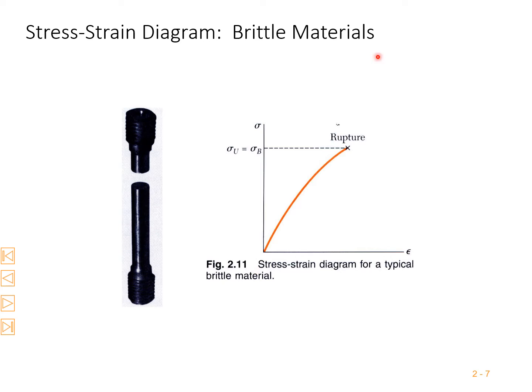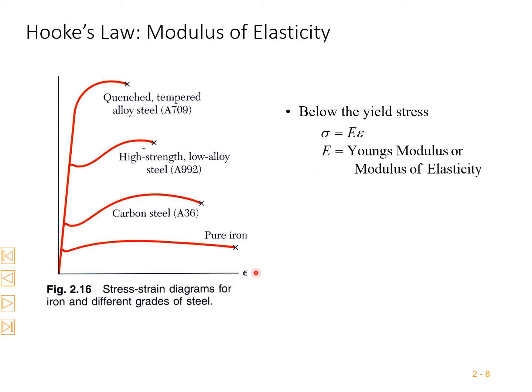And brittle materials. This is the stress strain diagram for a typical brittle material. It also increases in stress and strain, but it is not linear, it's curvilinear. After some point it suddenly ruptures. There is no strain hardening or necking, all those ductile features, so much elongation is not there. The strain portion is very little. That means it suddenly ruptures. This is the rupture behavior of the material.